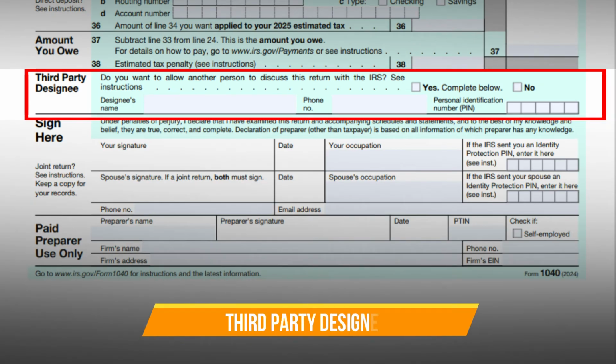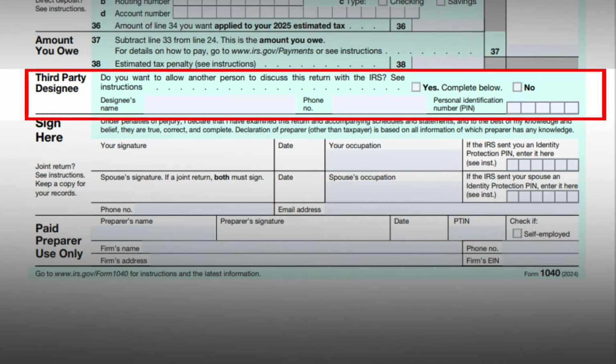The third-party designee section on IRS Form 1040 allows you to authorize another person to discuss your tax return with the IRS. This section works as follows. Do you want to allow another person to discuss this return with the IRS? Yes. If you want to allow another person to discuss your return with the IRS, tick yes and fill out the following fields.